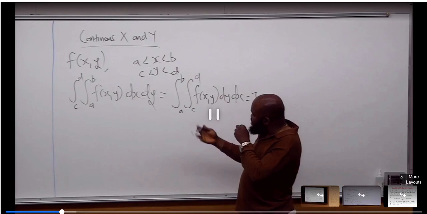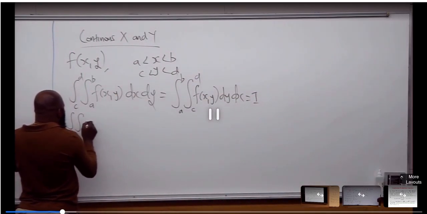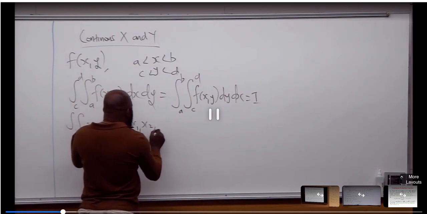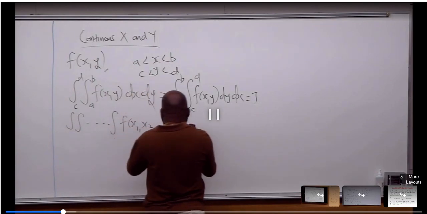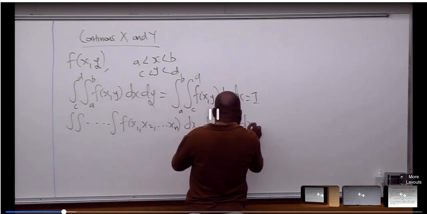And of course, if I want to generalize, maybe I have integral dot dot dot integral f of x1, x2, dot dot dot until I get to xn. I'm going to have dx1, dx2, dot dot dot until I get to dxn.